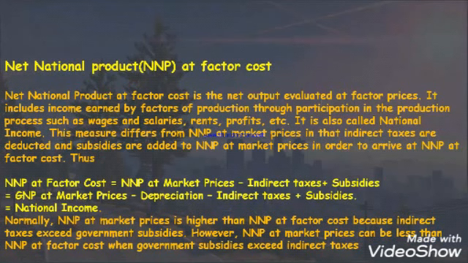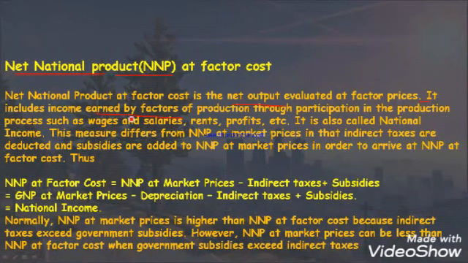Since in lecture number 1 we studied a lot of things, now it's time to begin with net national product at factor cost. So what is net national product at factor cost? Net national product at factor cost is the net output evaluated at factor price.